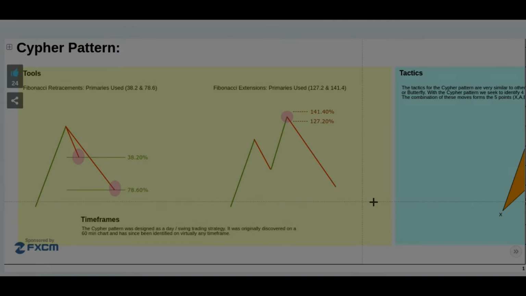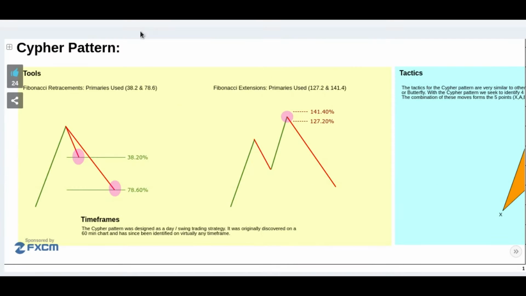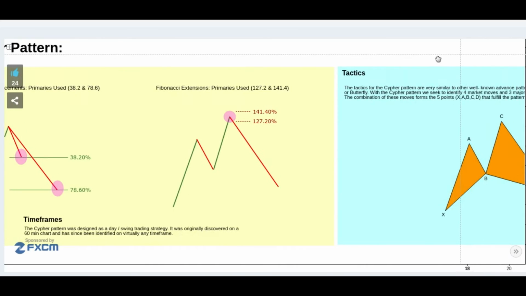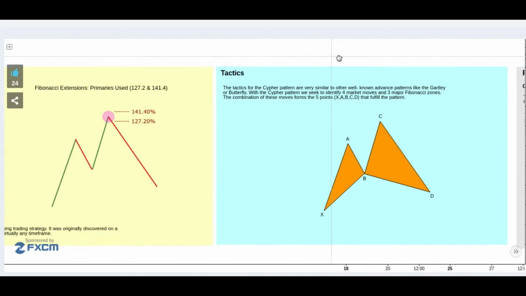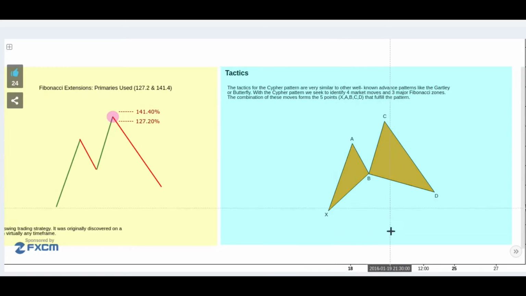Today we are going to talk about the Cypher pattern, timeframes. The Cypher pattern was designed as a day swing trading strategy. It was originally discovered on a 60-minute chart and has since been identified on virtually any time frame. Tactics. The tactics for the Cypher pattern are very similar to other well-known advanced patterns like the Gartley or butterfly.